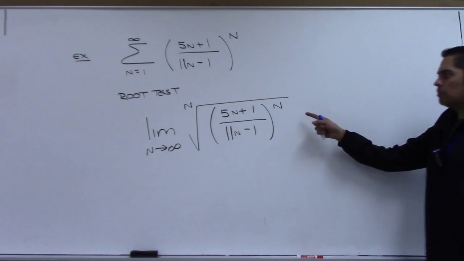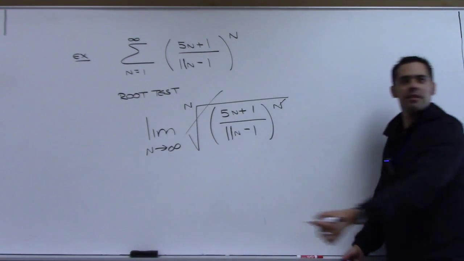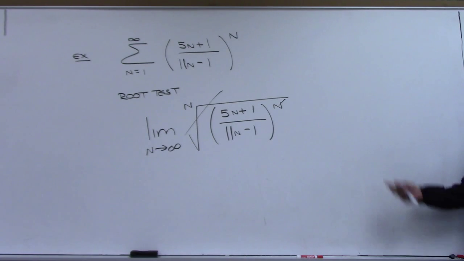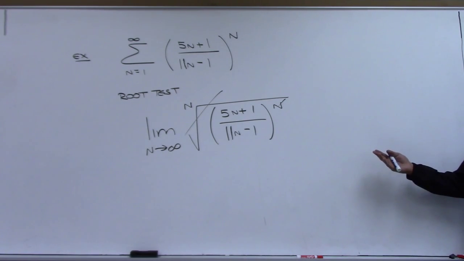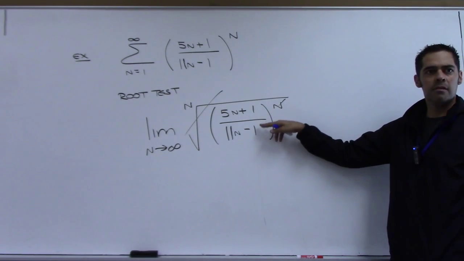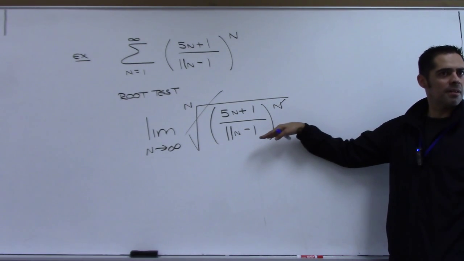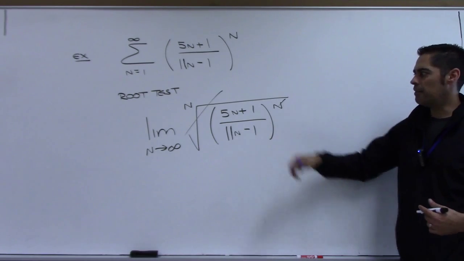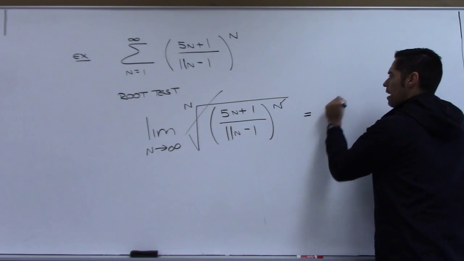Isn't that nice? Look at that. The root kills off the power, and now you just need the limit of this. And what's the limit of this? Infinity over infinity, L'Hopital's rule. What do you get? 5/11ths.